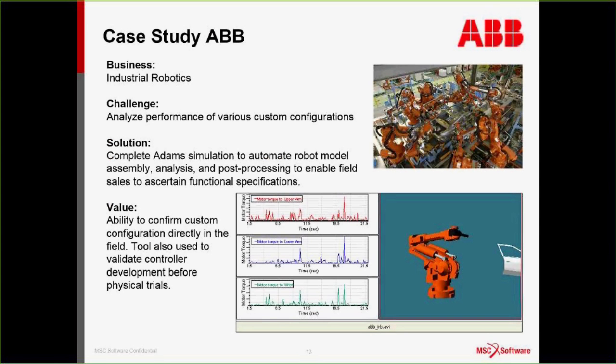A quick case study. This example is from ABB. What they're doing in this project is not trying to design or redesign the hardware. What they're trying to do is customize their control system so their robot hardware can be specified for different tasks. In this case, they wanted to validate their controller development before the physical trials to shorten their R&D cycle, especially if they have multiple tasks or various different scenarios for the robot to be customized.